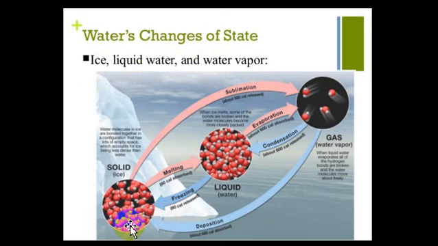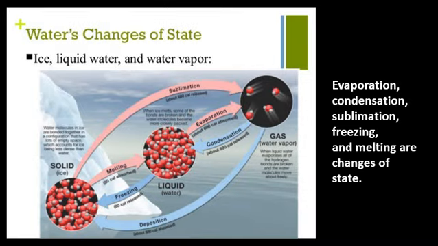Okay, let's say I have a block of ice. It's a solid. I add heat to it, it melts, it becomes liquid. I continue to add heat to it, it steams and eventually turns into a gas or water vapor. So that's all this thing is demonstrating. It's showing you evaporation, condensation, sublimation, freezing, and melting. They're all changes of state.